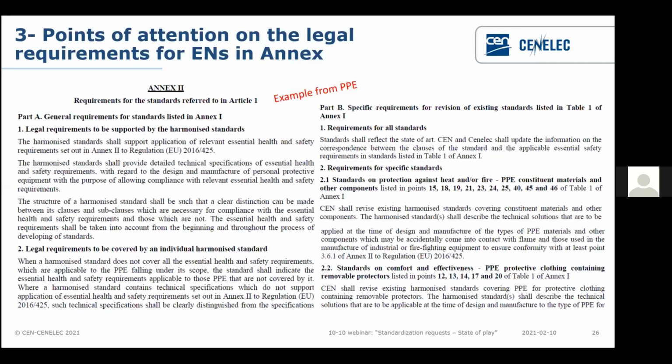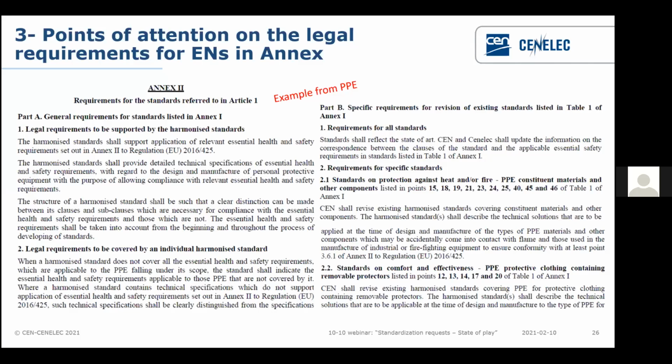You will have general requirements for the whole list of standards, and then, for instance, I made here the example of PPE. In part B of this Annex 2, you have the specific requirements for this standard. It is very important that all these requirements are duly taken into account by CEN and CENELEC experts in the SRAG.